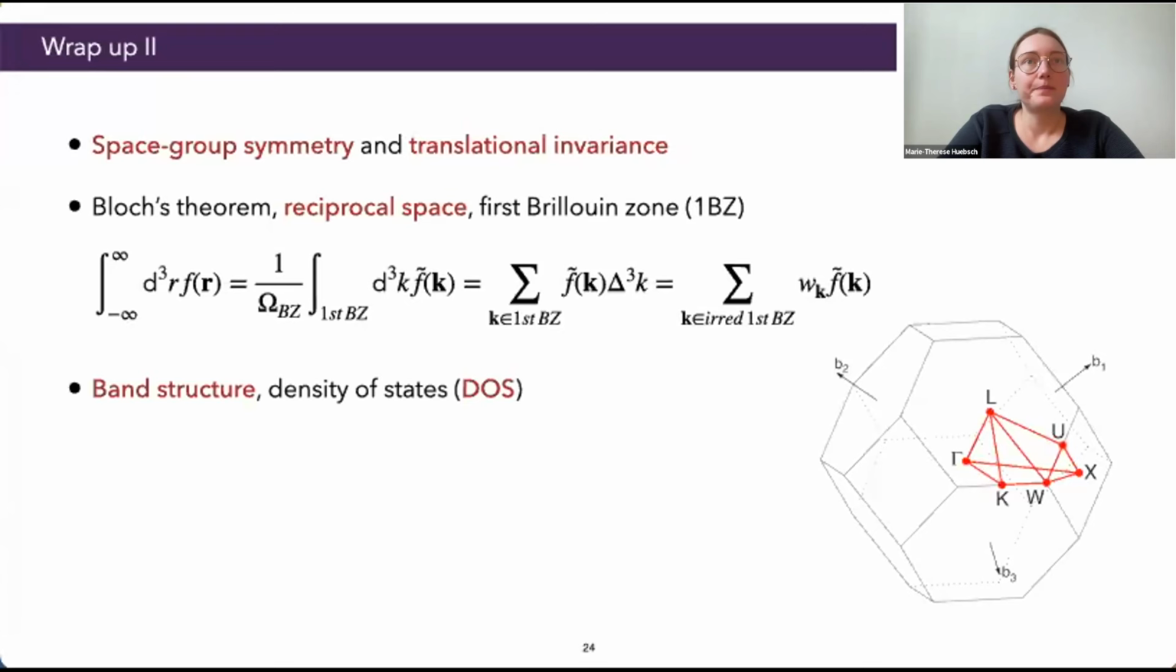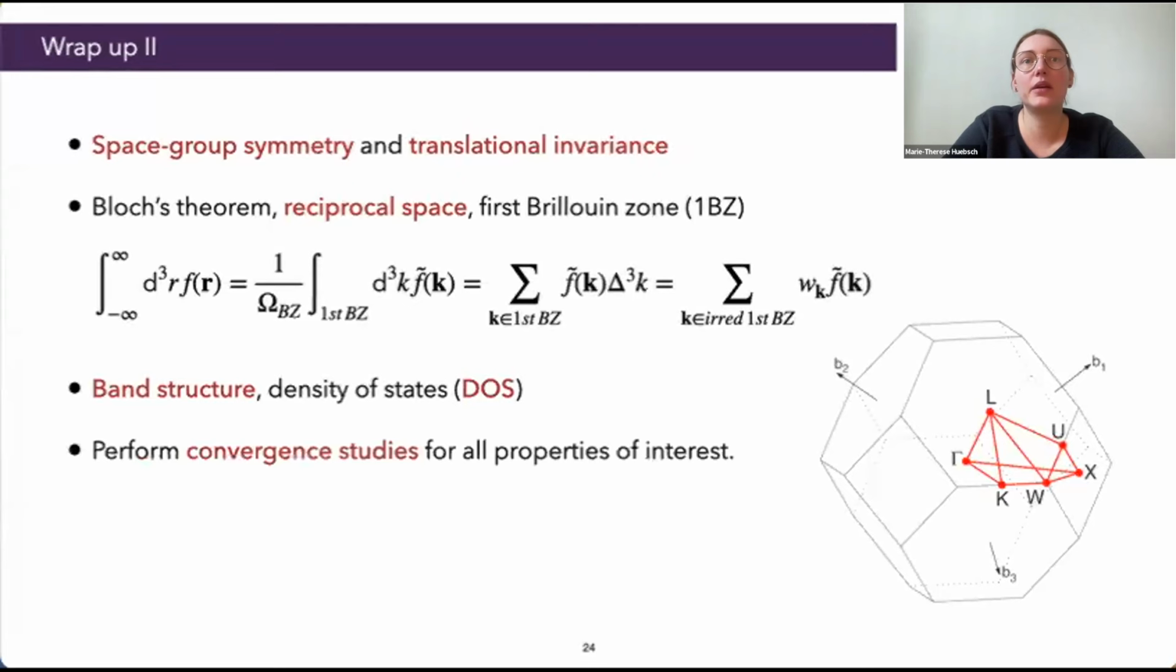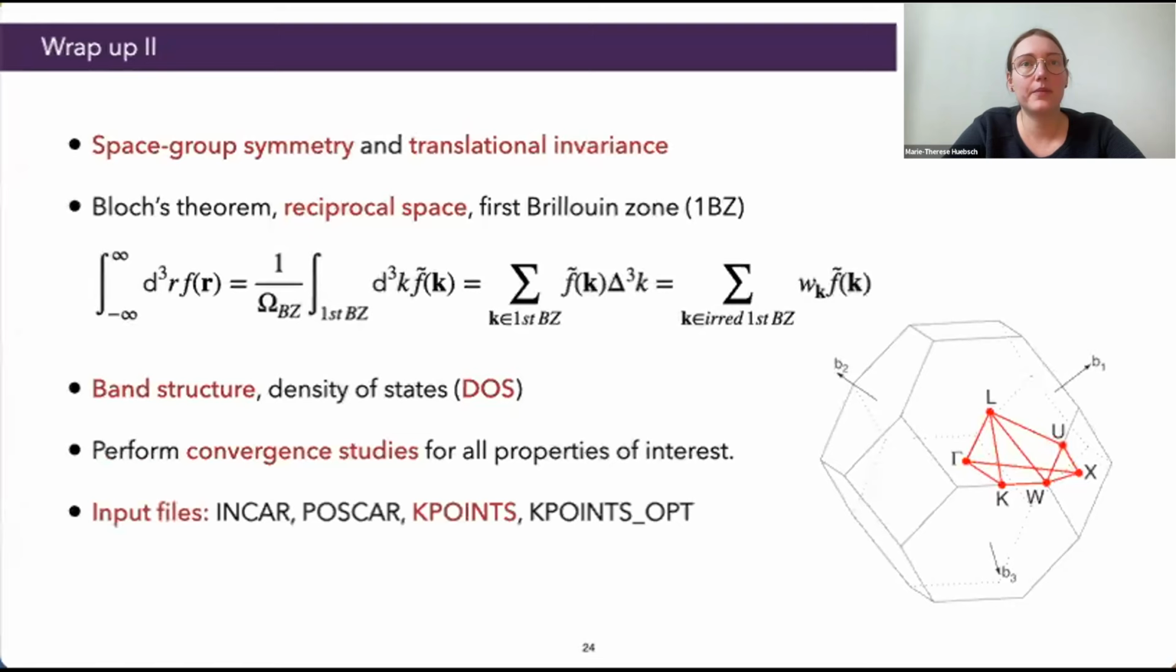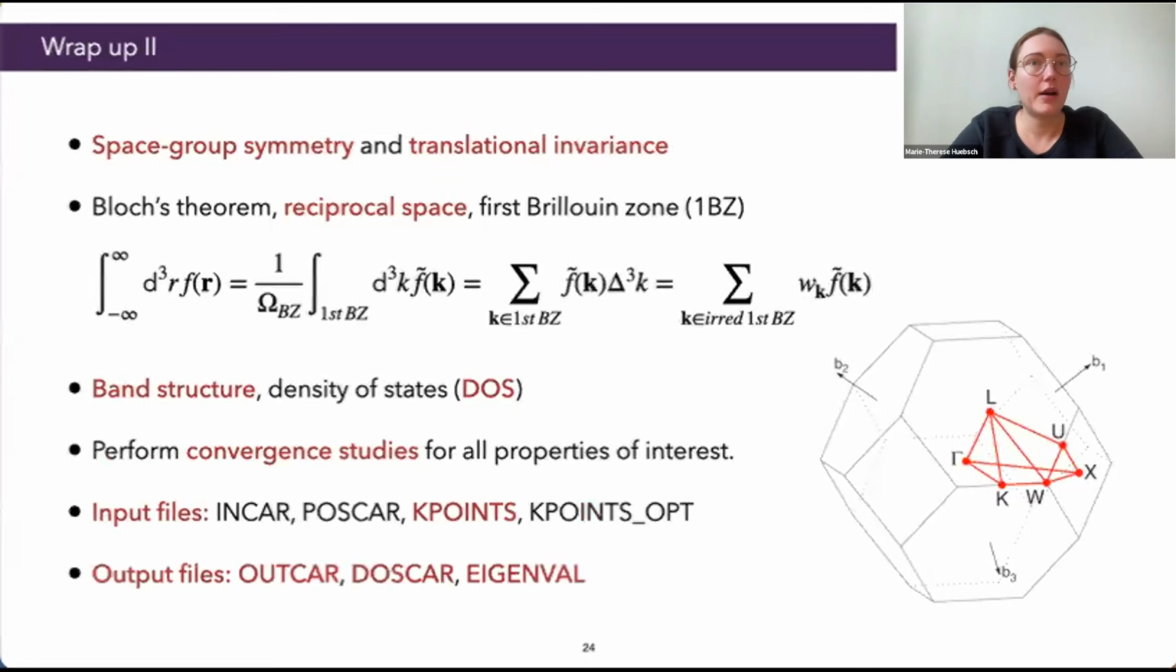We saw two electronic ground state properties: the band structure and the density of states. In the context of the DOS, we also saw the necessity to perform convergence studies, with a focus on the quantity of interest. Finally, we now know some input files of VASP. So now we have the input: that is the INCAR file, the POSCAR file, the KPOINTS file, which was newly introduced, and the KPOINTS_OPT file that is optional. And there are some output files. The OUTCAR file is the main log file, then the EIGENVAL file for the band structure, and the DOSCAR file for the density of states.